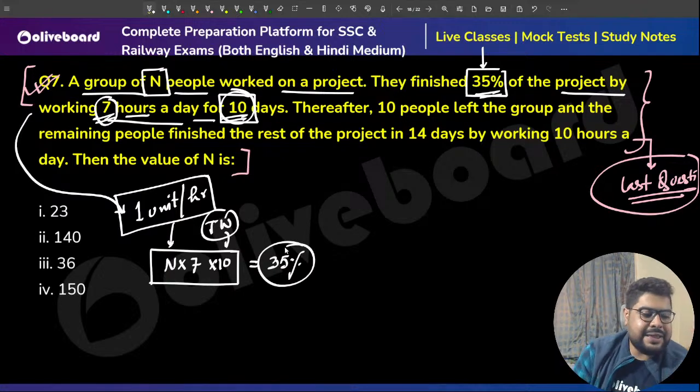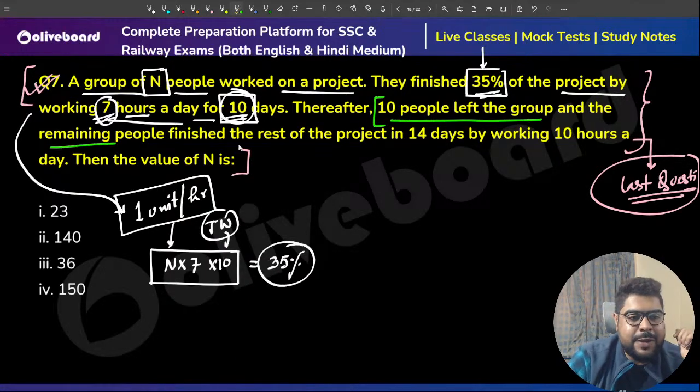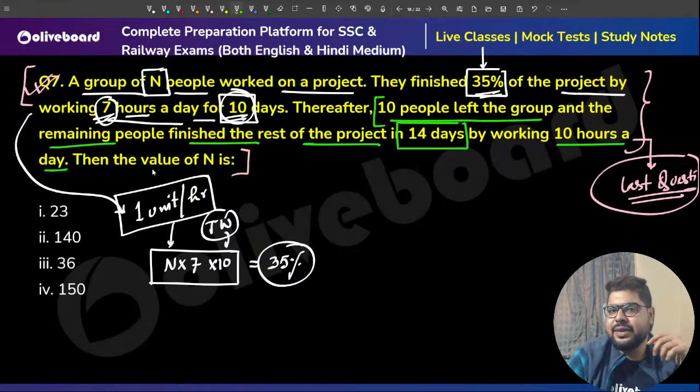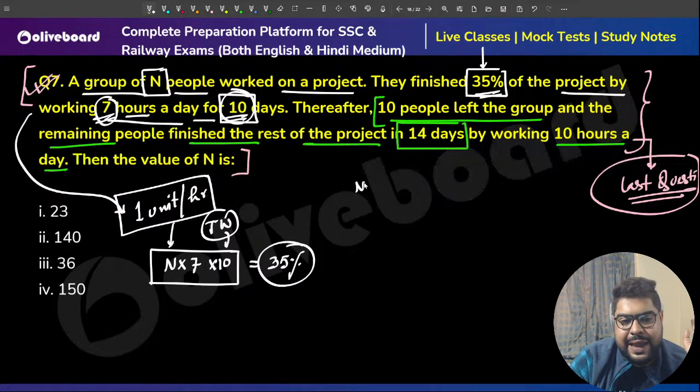This is nothing but 35% of your project. Now, thereafter, what happened? 10 people left the group, and the remaining people finished the rest of the project in 14 days by working 10 hours a day. So 10 people left the group means now the number of people will be n minus 10.